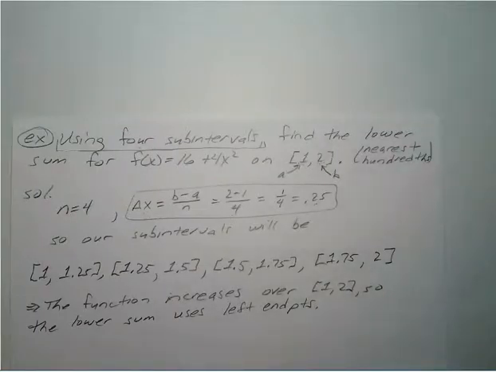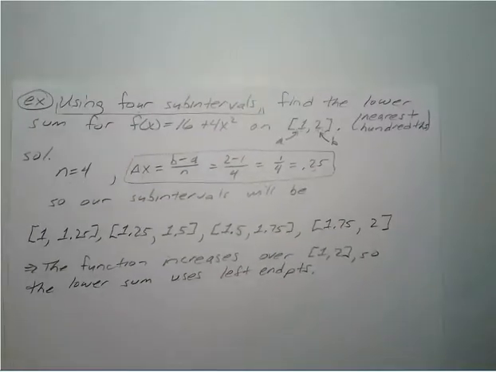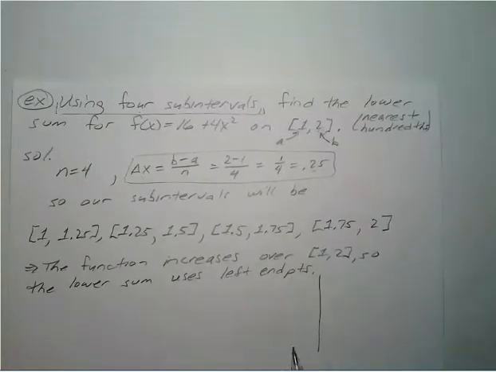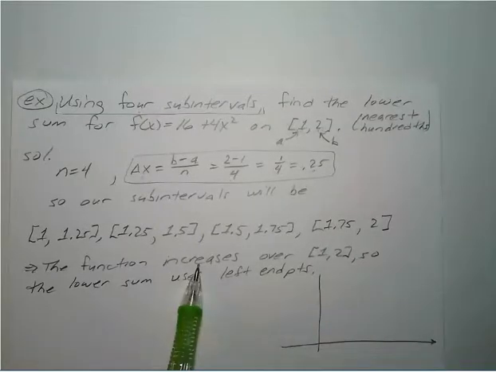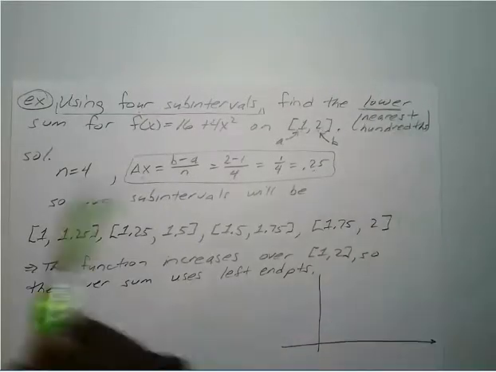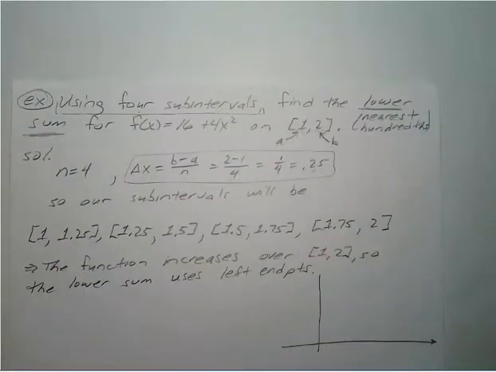Okay, so how do we know that? Well, let's go ahead and do a quick little sketch just to show you why that will be the case. If we have our graph here, we know it's increasing, and we're looking for the lower sum. When you're looking for the lower sum, all of the rectangles have to be below the graph. If you're looking for the upper sum, all of your rectangles have to be above the graph.